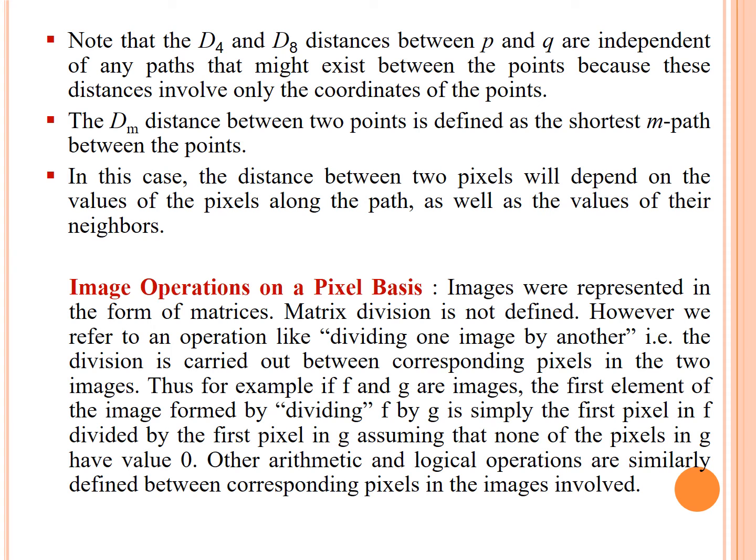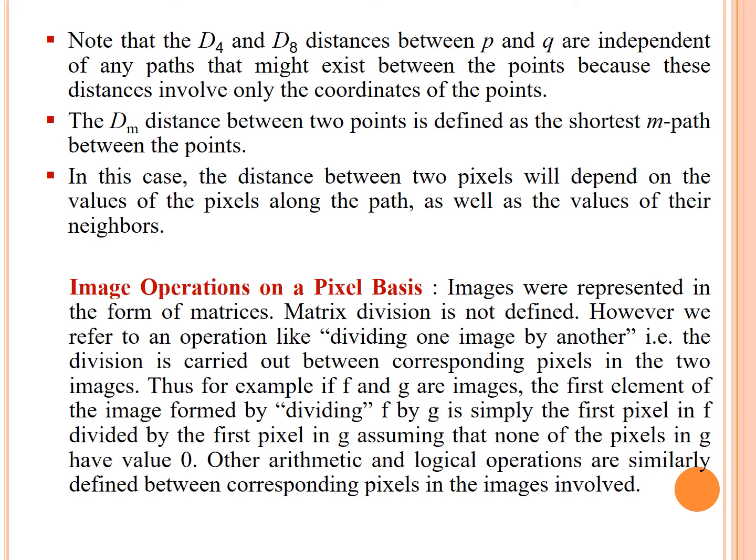The Dm distance between two points is defined as the shortest m-path between the points. In this case, the distance between two pixels will depend on the values of the pixels along the path as well as the values of their neighbors.